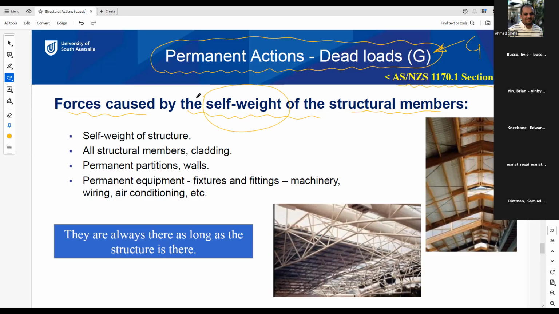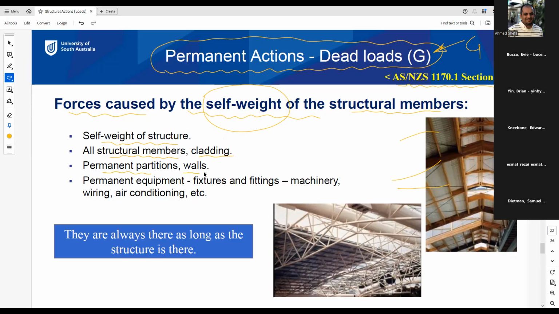For example, here you have roof sheeting, you have beams, you have purlins. All these members have their own weight or self weight. So all this is called permanent action or dead load. This includes the self weight of the structure itself, which includes all structure members like cladding, roof sheeting, beams, columns, purlins, bracing, and so on.